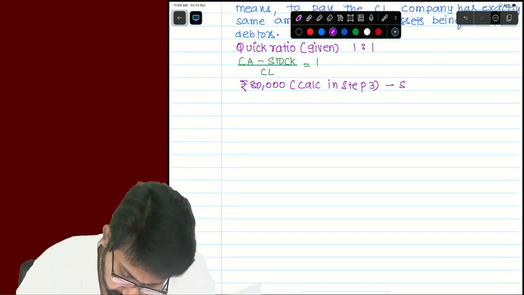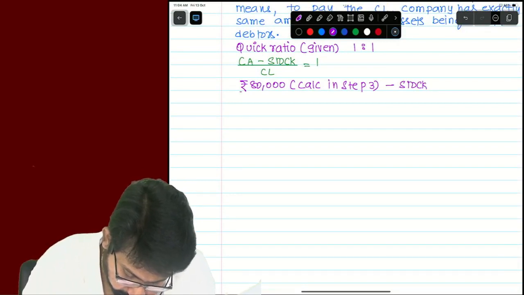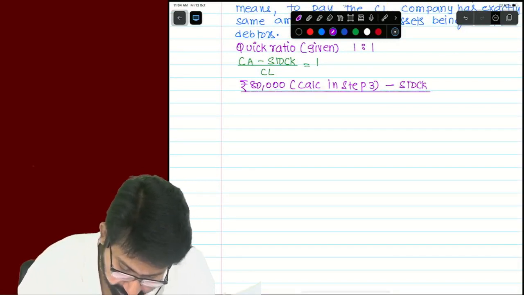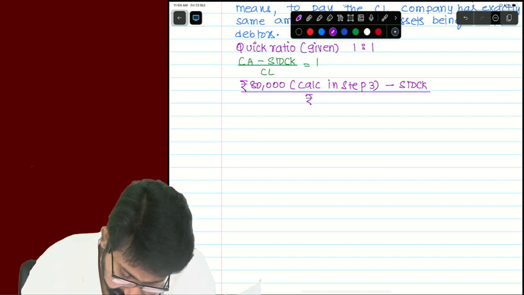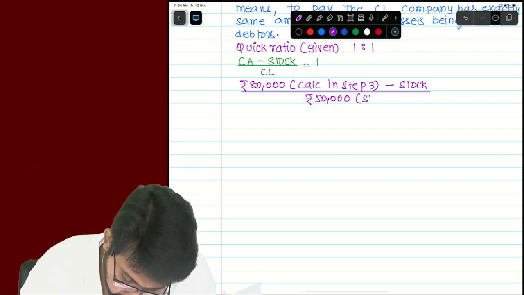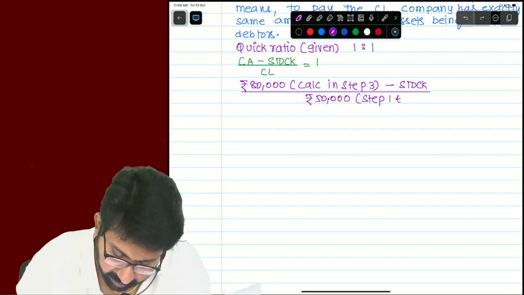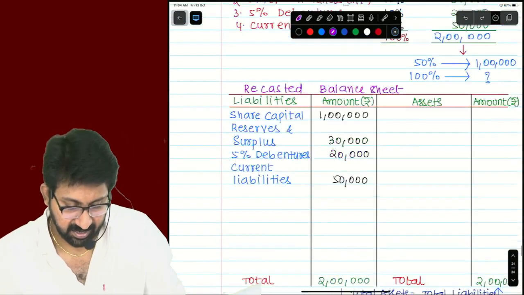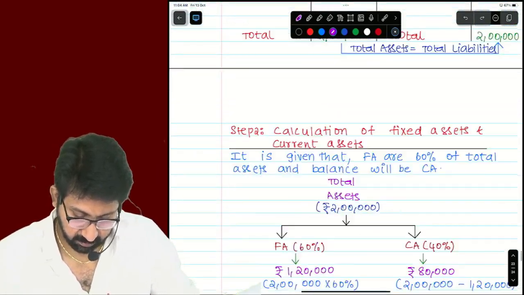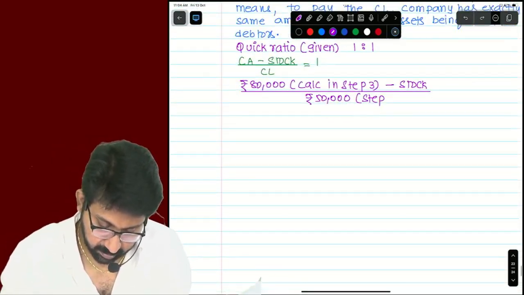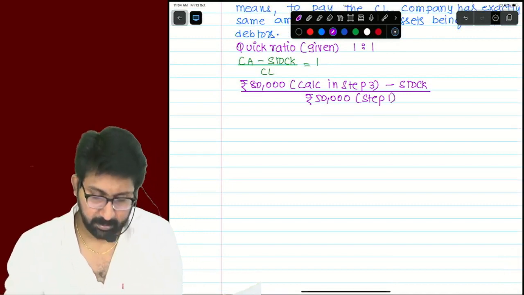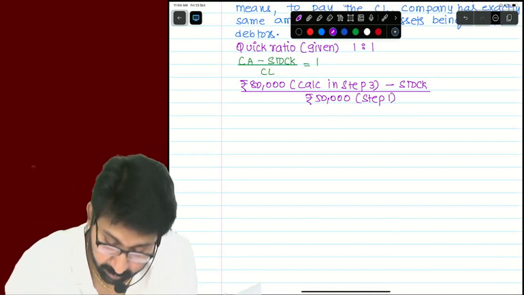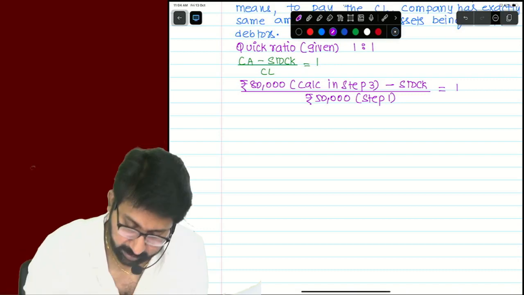Minus stock whole divided by what is the current liability? Rupees 50,000. Which step we have done current liability calculation? Step 1 or 2? 2 or 1? Yeah, 1. This will be equal to 1.